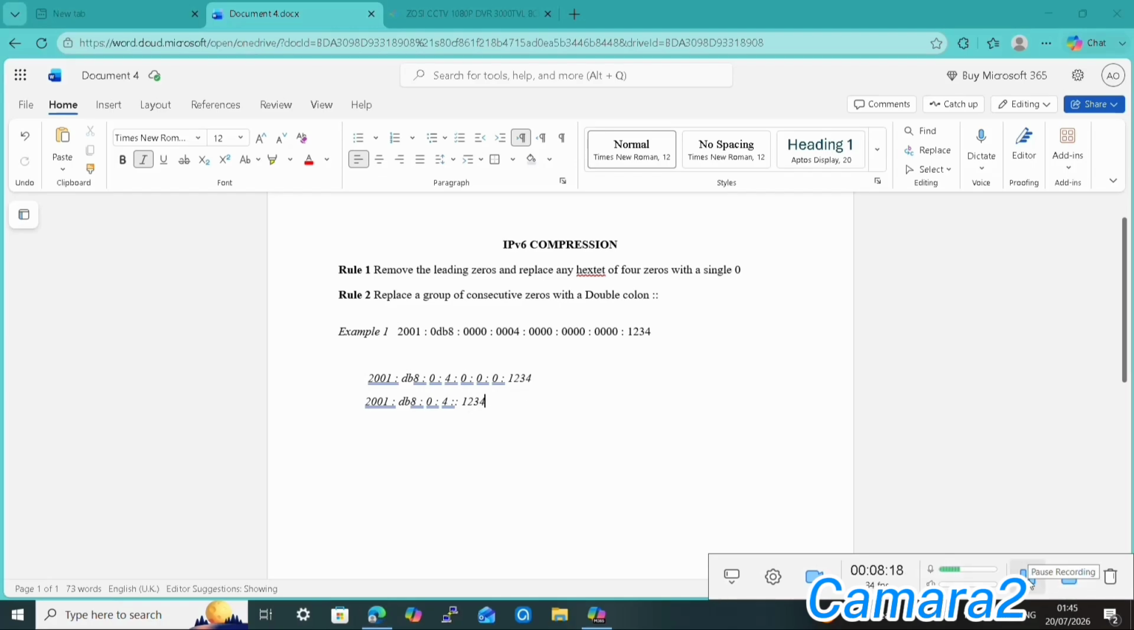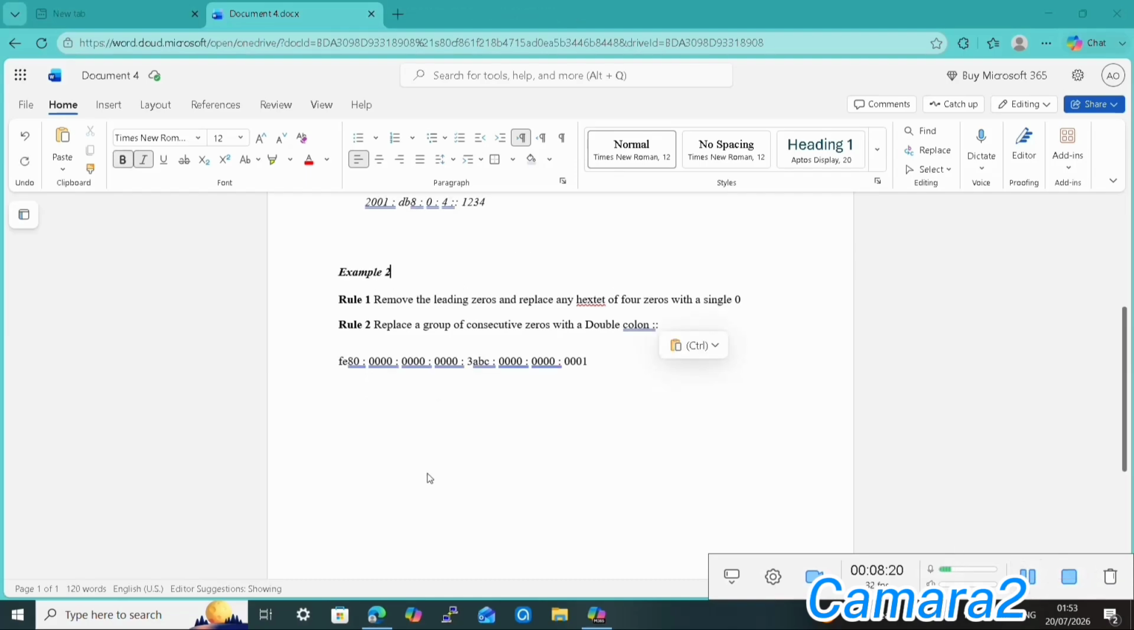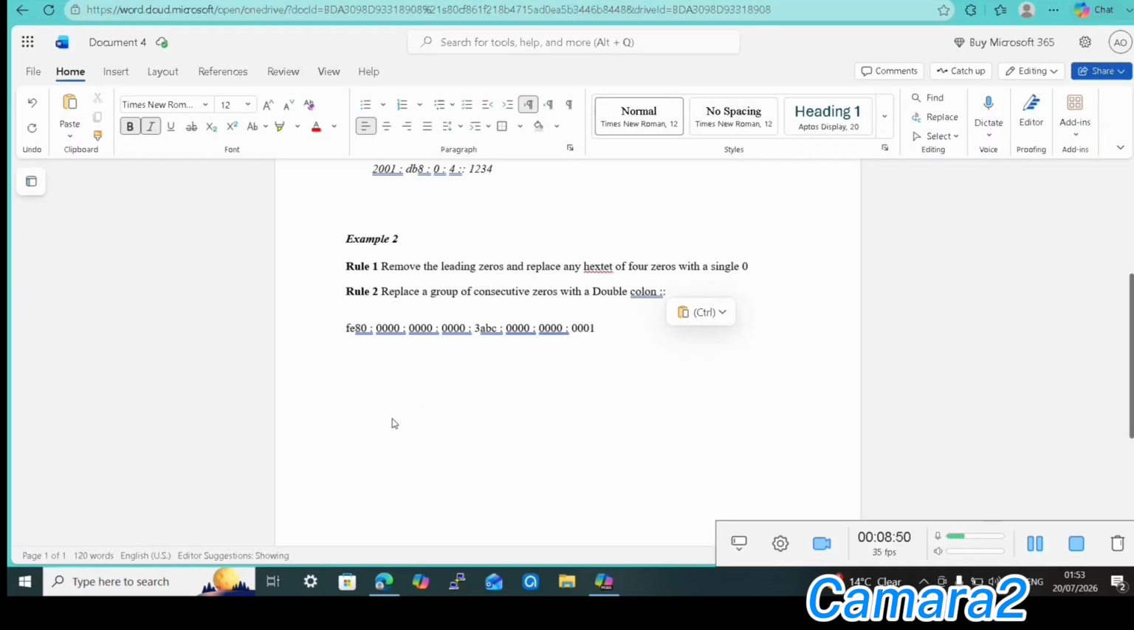Let's try another example again. Here we have our second example. Let's try to solve this one together also for more understanding. In this one, you see we have the same 8 hex states, and therefore we need to simplify them as much as possible. Without wasting much time, let's apply the rules again like we did in the previous one. So our rule number 1 says remove the leading zeros and replace any hex state of 4 zeros with a single 0. Let's try to do that now.